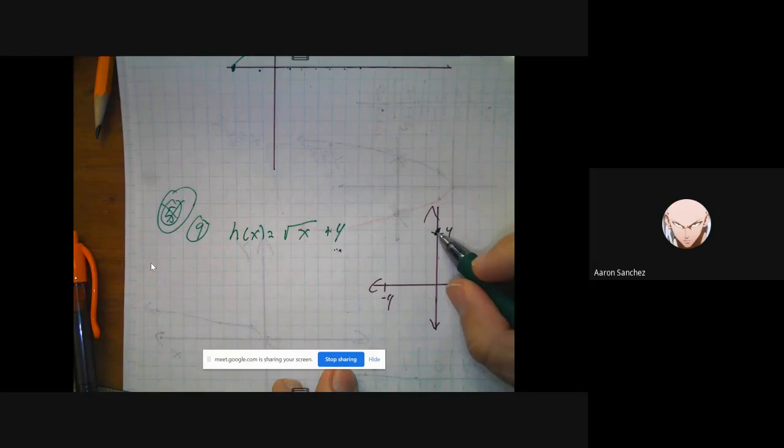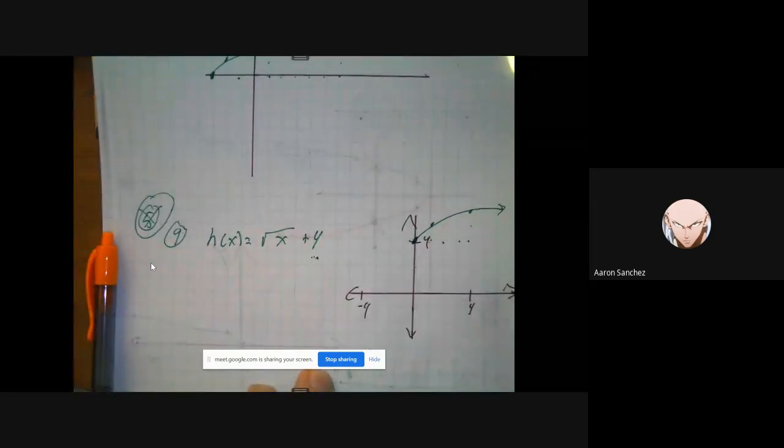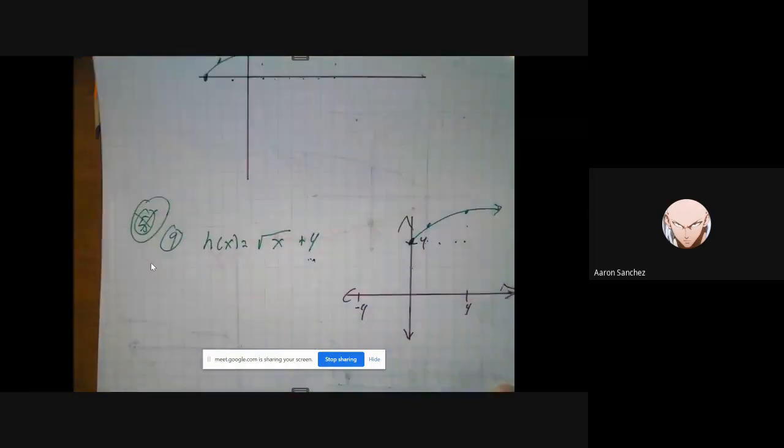And then you take the square root. Go over 1. What's square root of 1? 1. Square root of 2? I don't know. Square root of 3? I don't know. Square root of 4? Square root of 4 is 2. 1, 2. Don't graph the negatives. And then there's your function. That's all you got to do. Okay, I'm going to get rid of it. Are there any questions on 9? We have to go up to 31 or something. Okay, I'm moving on.